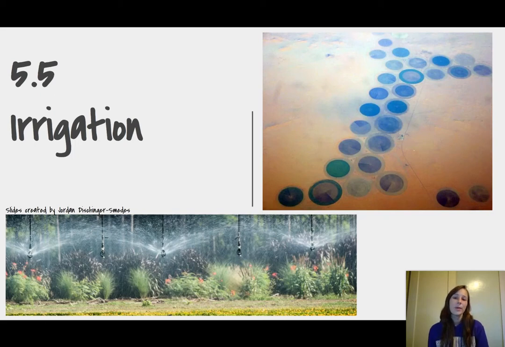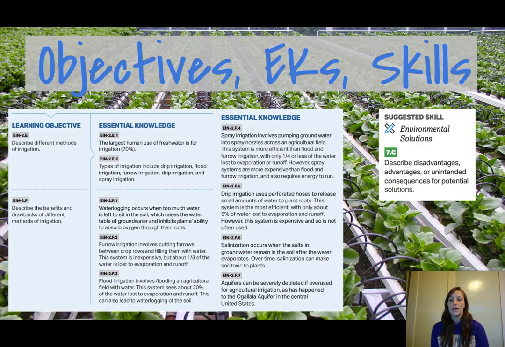Hey everybody! Today we're going to be talking about section 5.5, which is about irrigation. I know we briefly touched on this with our 5.3 notes on the Green Revolution, but we'll just be going more in depth into it with these notes. So the learning objective for today is that you can describe different methods of irrigation and also that you can describe the benefits and drawbacks of these different methods.